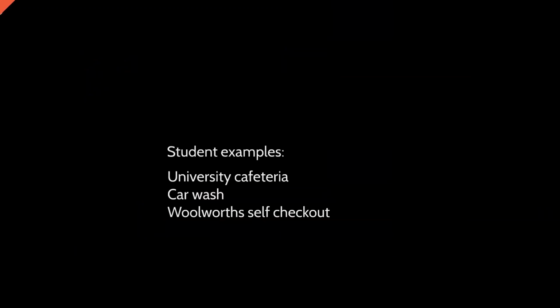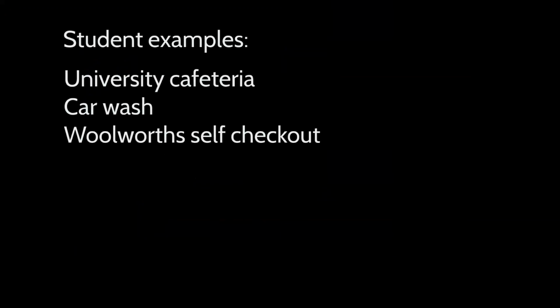I tasked my students to design their own service blueprints so I can understand if they know exactly how to follow this process, and I would like to refer to 3 specific examples so that you can also understand these specific differences or different blueprints to be able to design your own from a different perspective. So we're looking at a university cafeteria, a car wash, and Woolworth self-checkout, self-service checkout.